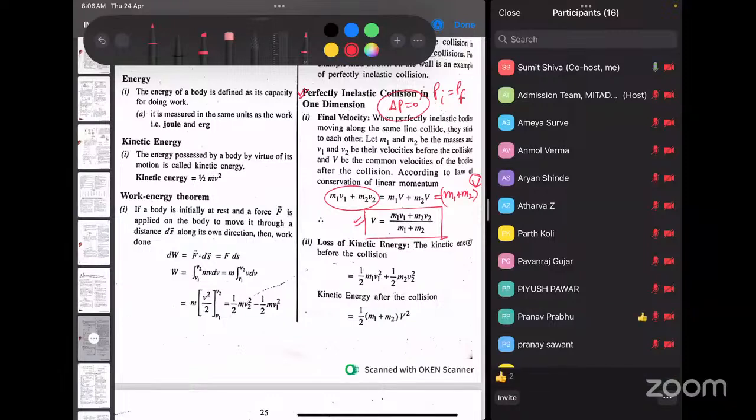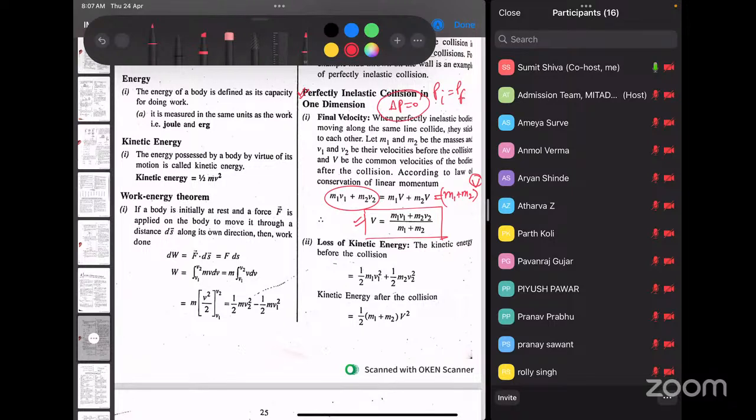Okay. Now we are interested in the loss of kinetic energy, delta K. Because it is an inelastic collision, there has to be some loss in the kinetic energy. To know the loss in kinetic energy, we will find the initial kinetic energy and the final kinetic energy. Before collision, we have two objects with masses m1 and m2 and velocities v1 and v2 respectively. So the kinetic energy of the first object will be half m1 v1 square, and the kinetic energy of the second object will be half m2 v2 square.